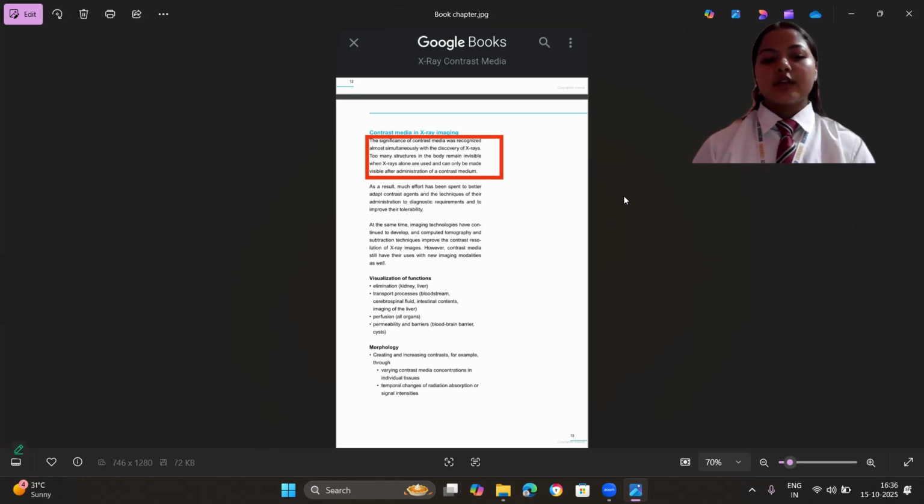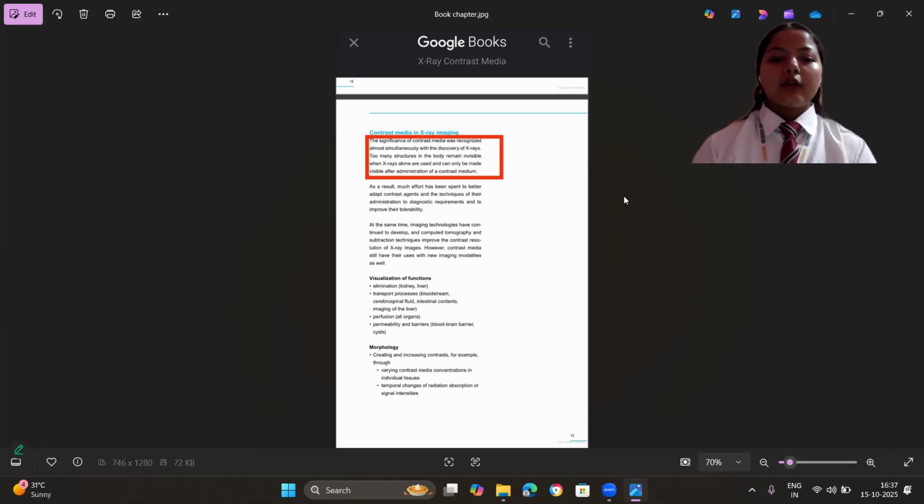The term morphology refers to how contrast media help in creating and increasing differences or contrasts between various tissues. This can be achieved by using different concentrations of contrast agents, like barium sulfate solutions in these contrast media tests.